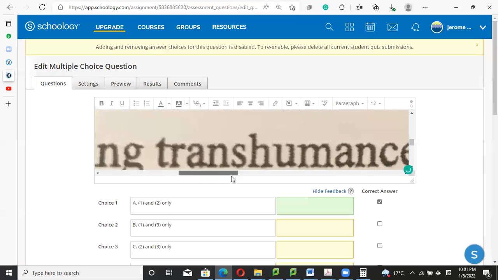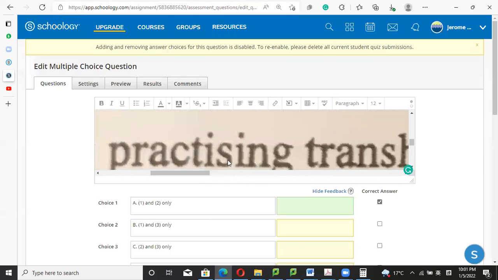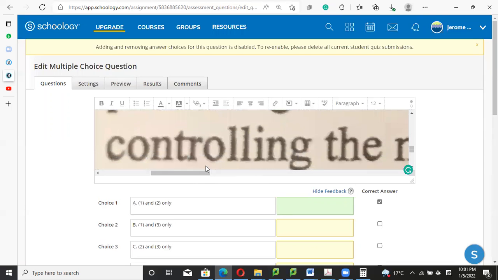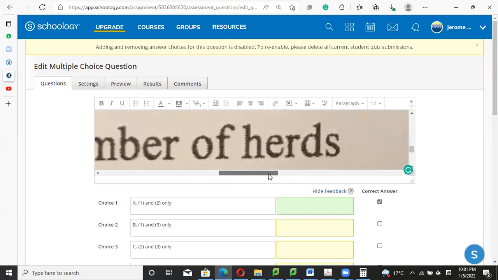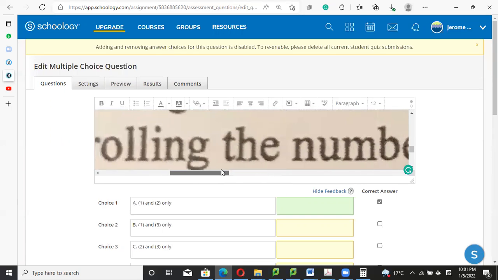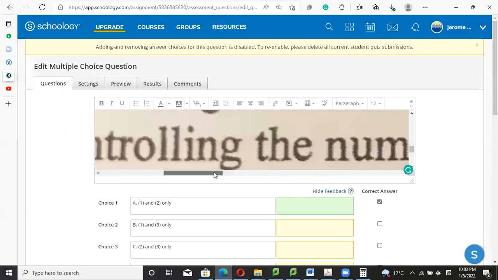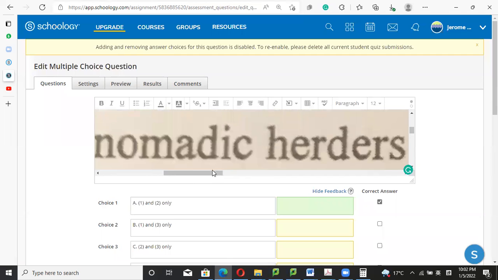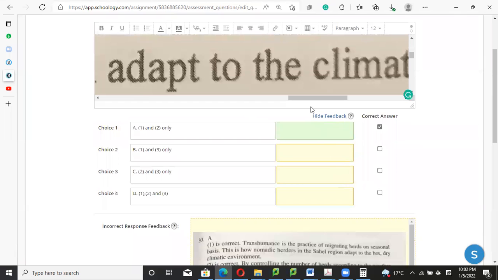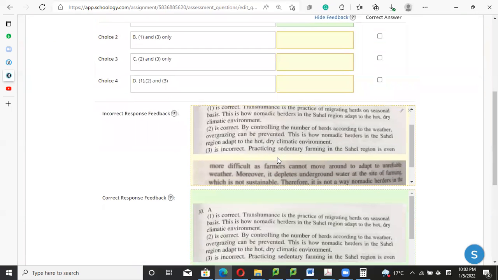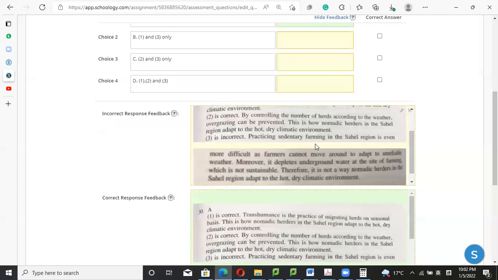Which is adopting transhumance, because it can search for water and pasture accordingly by season. Controlling the number of herds also suits the environment instead of killing the environment to make them grow. So number 1 and 2 only. The entire sedentary farming is not going to change the environment, because we are just going to suit the environment. Adapt.